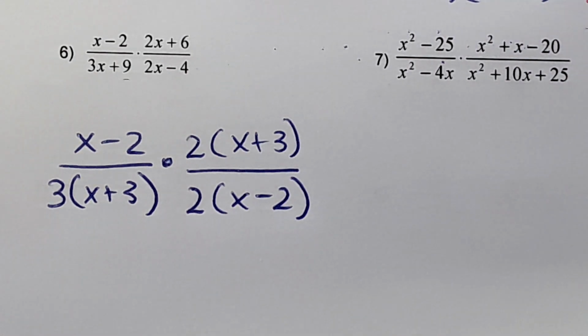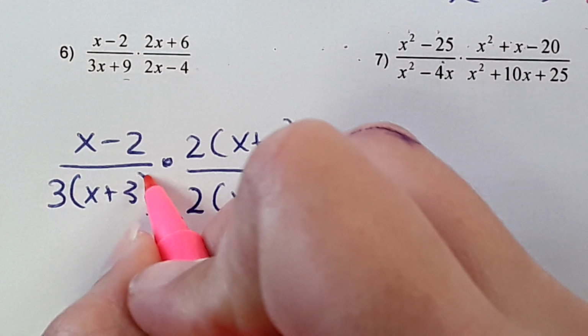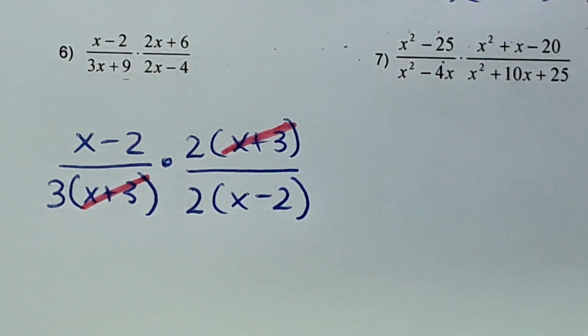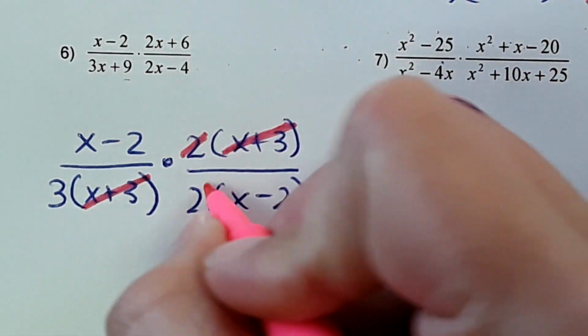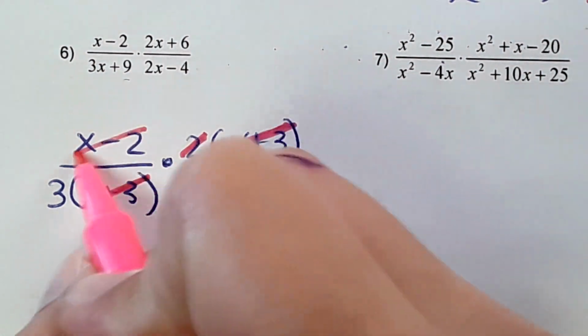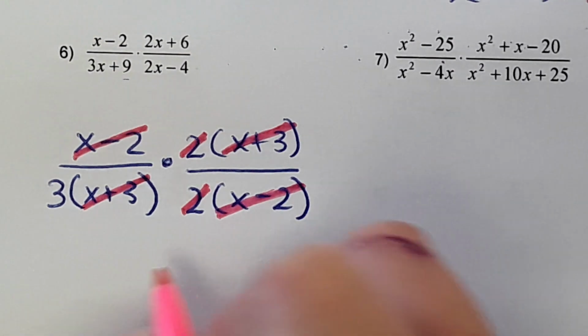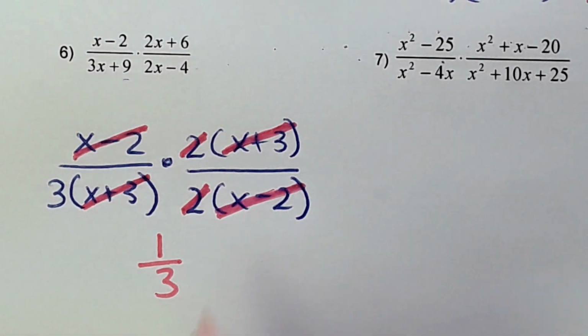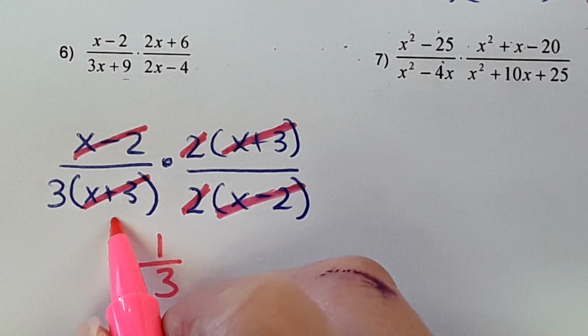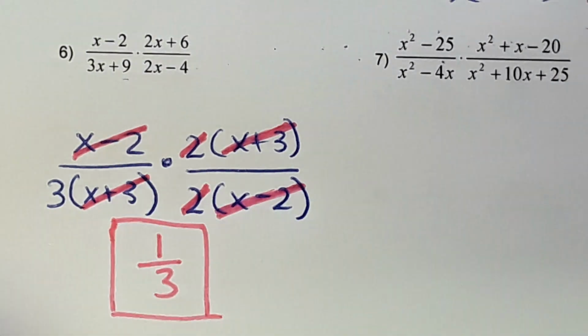And then cancel anything that cancels. X plus 3 divided by x plus 3 cancels. 2 divided by 2 cancels. And x minus 2 and x minus 2 cancel. Leaving us just with a 3 in the denominator, so our answer is 1/3. Why do we divide across when it's multiplication? Because essentially it's all like 1. If it's multiplication, it's all 1.